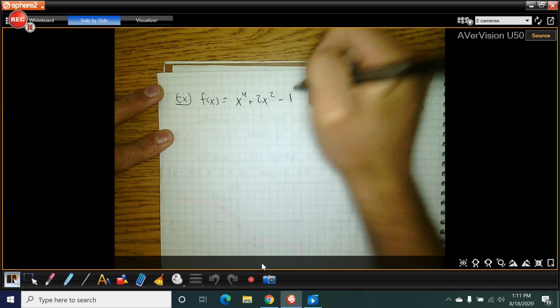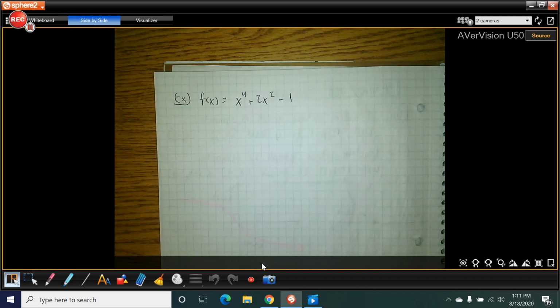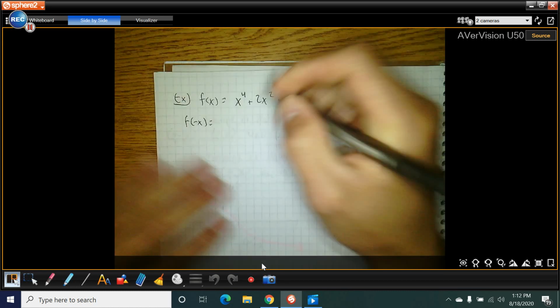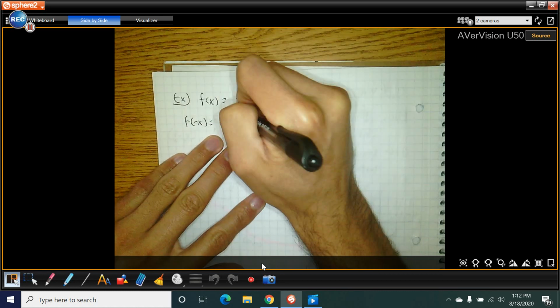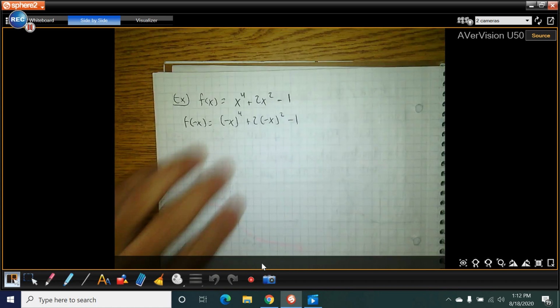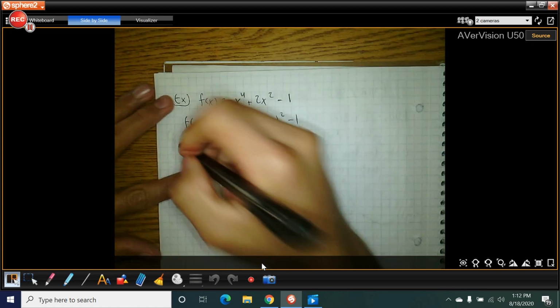Okay, so let's say that we have x to the fourth plus 2x squared minus 1. So once again, we are going to plug in negative x for your x value. So we're going to continue to simplify.